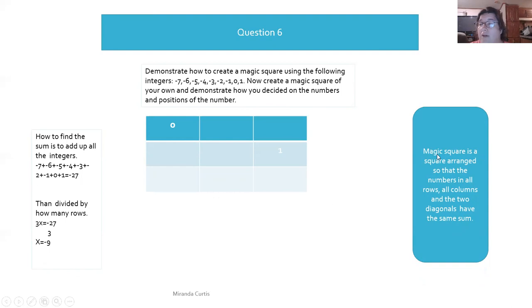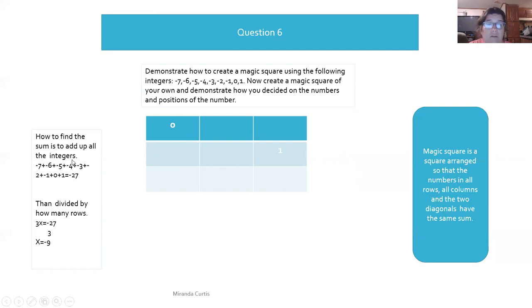Okay, I want to tell you guys what a magic square is. Some people do not know what a magic square is. So a magic square is a square arranged so that the numbers in all the rows and all the columns and the two diagonals have the same sum. So what you first need to do before you even put numbers in here, you need to know what the rows are going to add up to. So how do you do that? How do you find the sum?